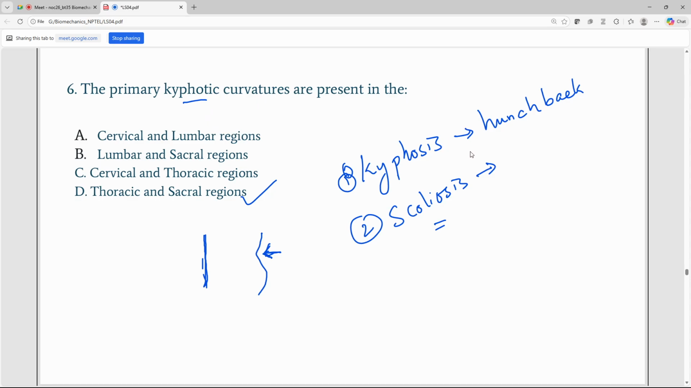So the question is on kyphotic curvature. Where is that hunchback feel or the rounded back feel? Where is that particular type of curvature present? So the answer is thoracic and sacral region.